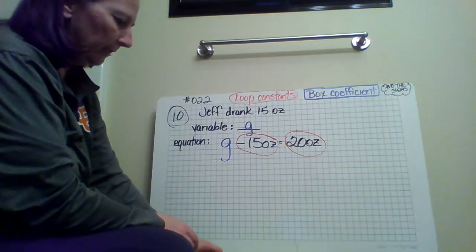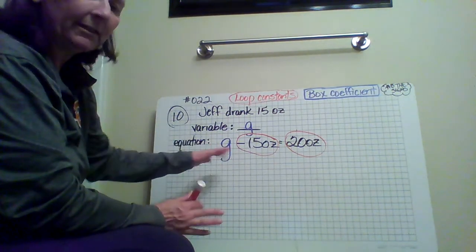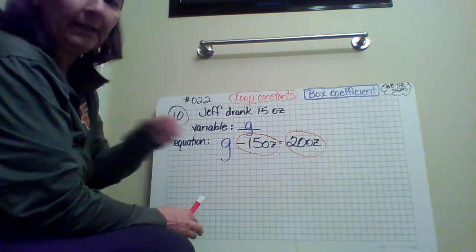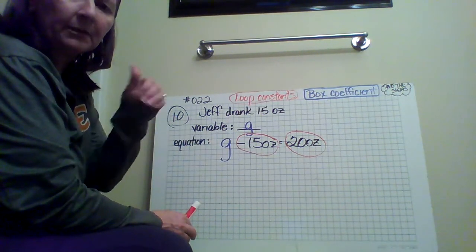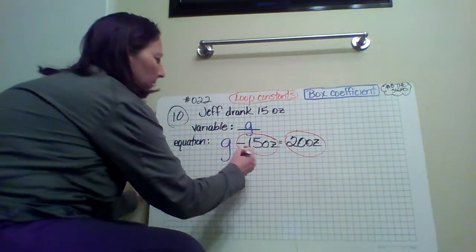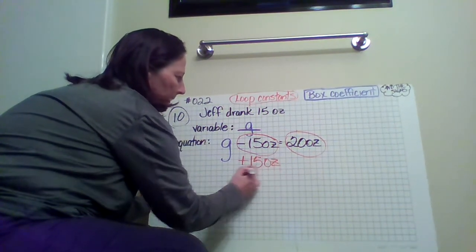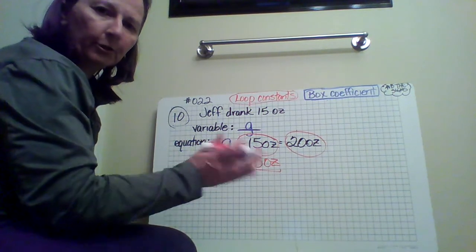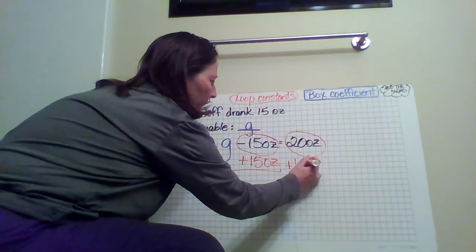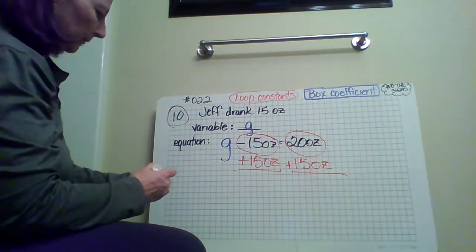Alrighty, remember that we need to get the variable all by itself. So here's our variable. What is happening to the variable is there is a subtraction of 15 ounces. So we have to do the opposite or undo that. The way that we undo that is that we're going to add. So we're going to add 15 ounces to this side. And remember, it's like a teeter-totter. Whatever I do to one side, I have to do to the other side. So I'm going to add 15 ounces to this side as well.